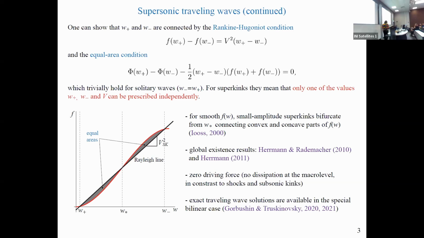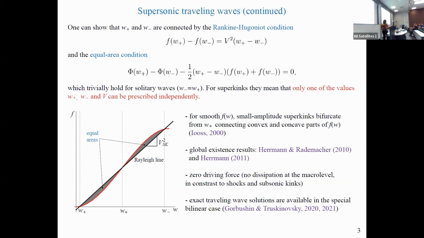This type of kink has been studied before. It was proved that they bifurcate exactly from the inflection point which connects the convex and concave parts of F. Later we have Hermann and Jens and Mikhail Hermann, as you already heard from Hannes this morning, unfortunately just passed away. He did a lot of important work, including on these supersonic kinks. They proved global existence results for such solutions.